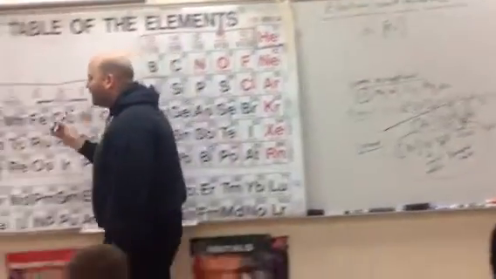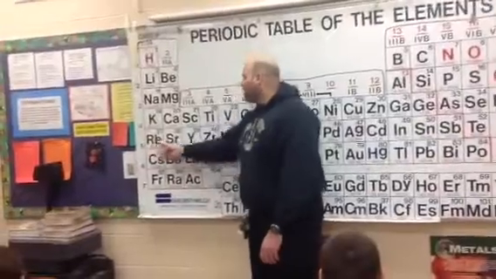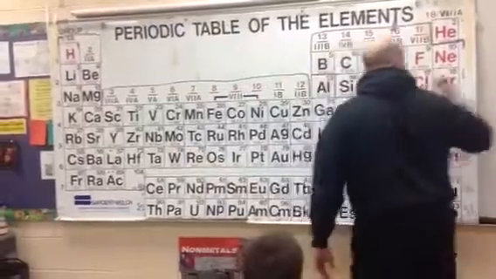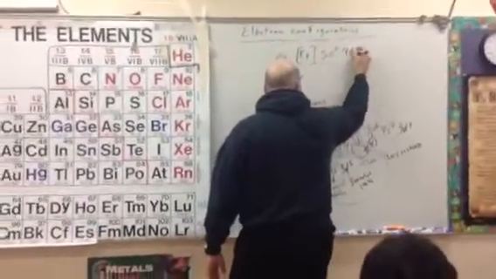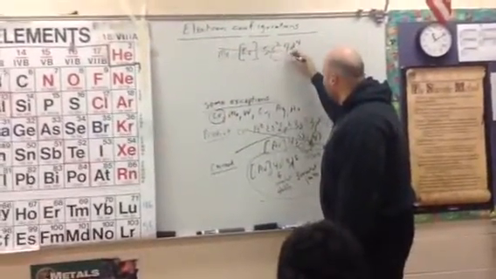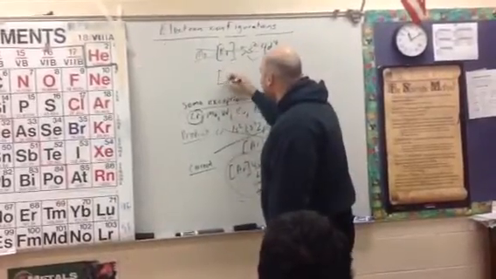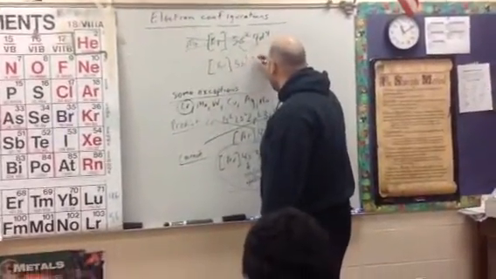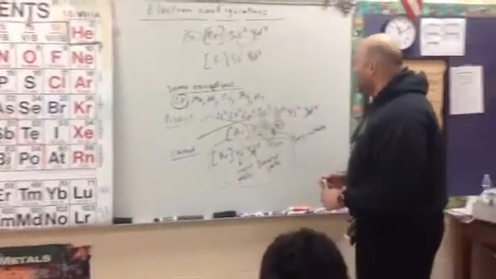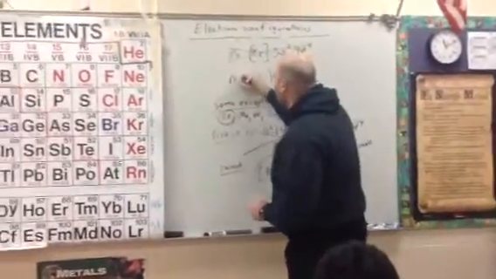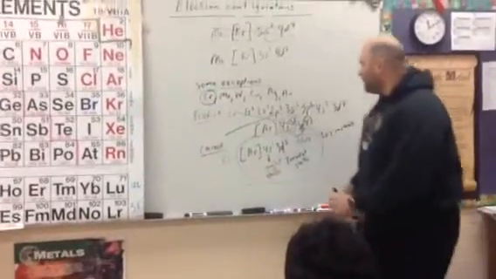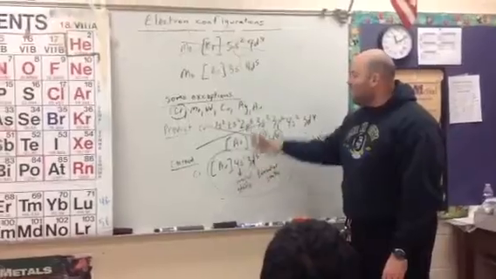So after 36 comes 37. So you would predict 5s2, and then you'd predict 4d, 1, 2, 3, 4. And guess what? This is not correct. Again, what happens is an electron from the 5s actually goes into the 4d. So the correct answer is this, 5s1, 4d5. And notice that the correct electron configuration here for palladium is really the same thing as the chromium, except now we're talking about higher energy levels here.